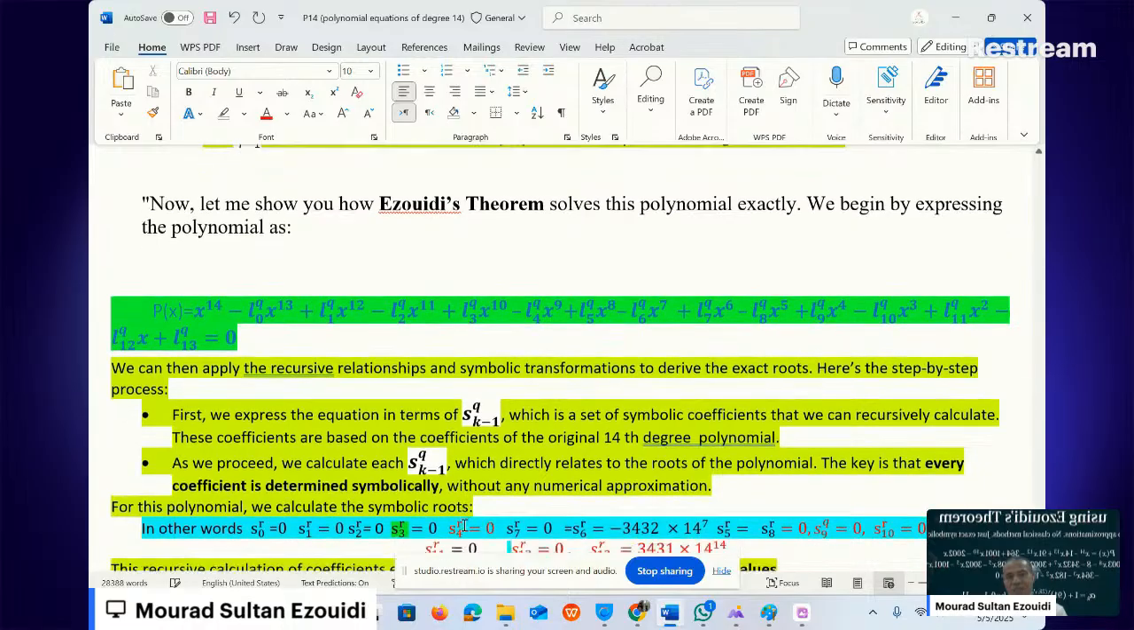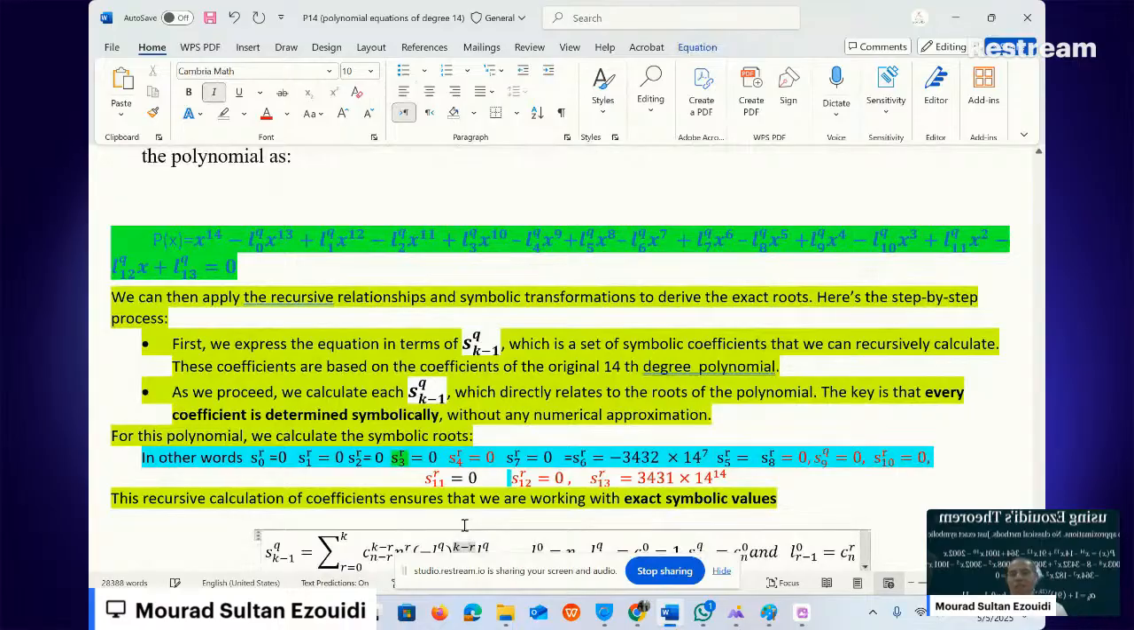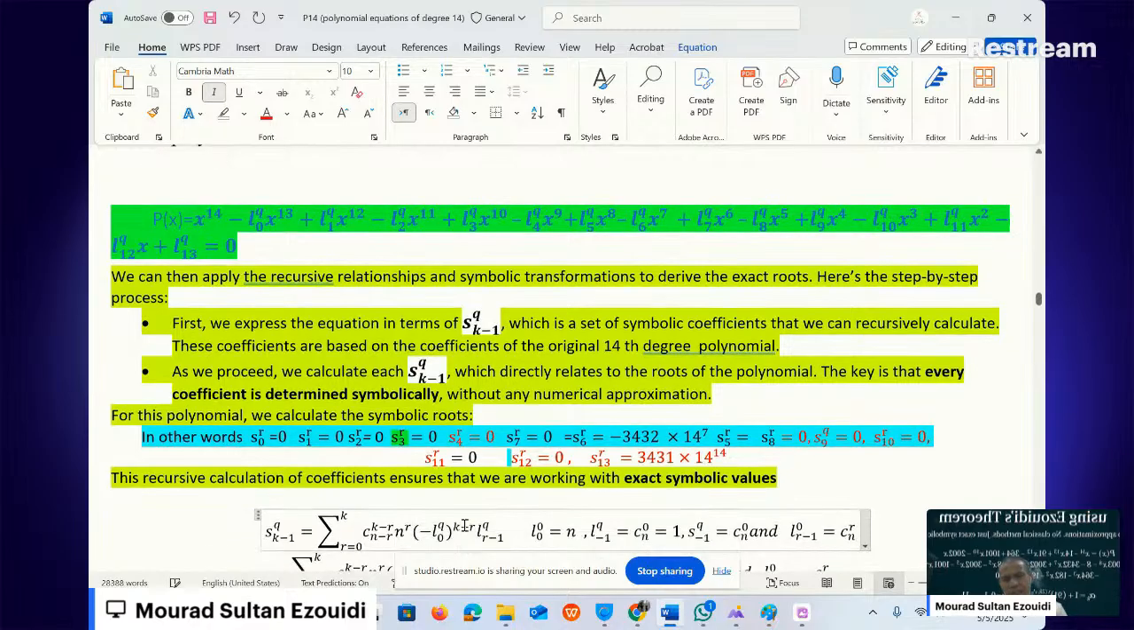after calculating this, we found that S0 is equal to 0, S1 is equal to 0, S2 is equal to 0, S3, S4, S7, S5, and S9, 10 and 11, and S12 and S13. So here we will see that S13 has to be equal to now.